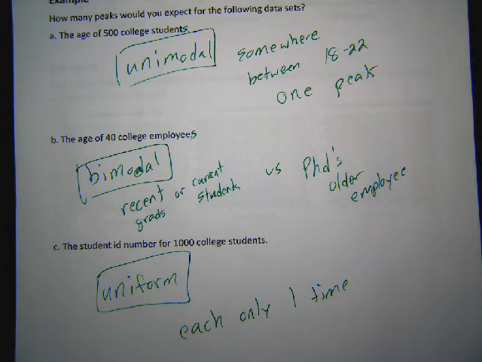And that can happen in real life too. You can have situations where levels don't change. It's just kind of stable. And it'll make it a uniform type of distribution.